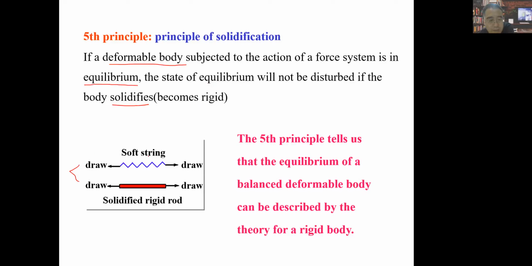If we have a substring, we know it's a typical deformable body because it's commonly used in our daily life, right? If we have a force here and a force here, and these F1, F2 have the same magnitude, opposite direction, and are collinear, we just use our hands to act these two forces on the substring.